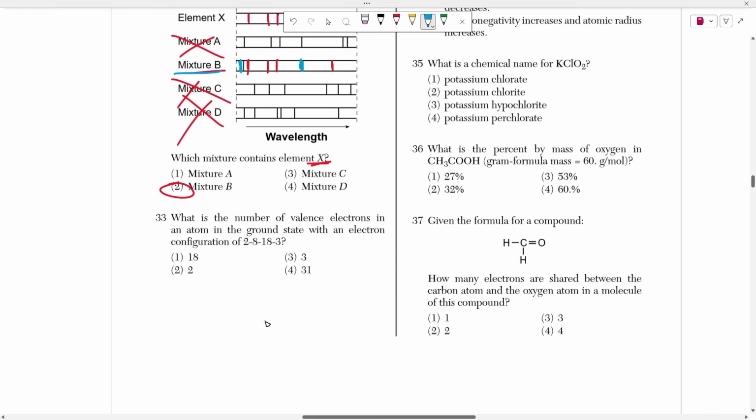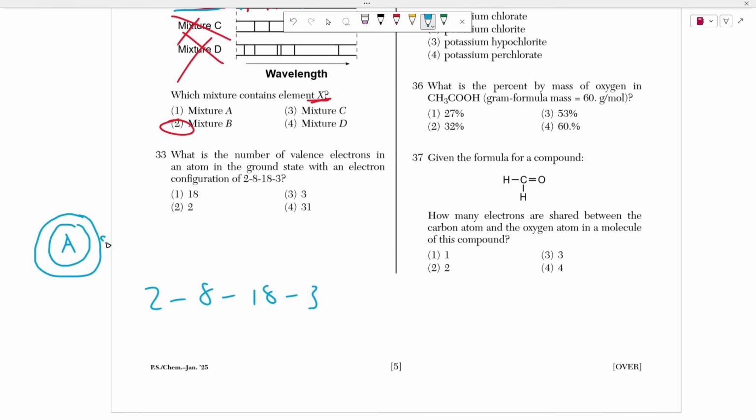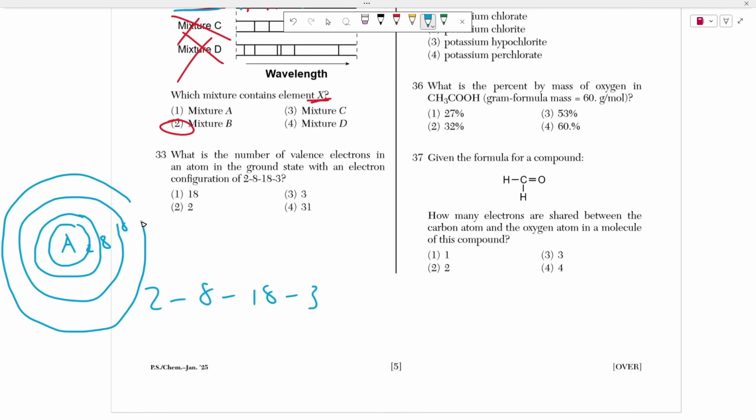Number 33 asks us, what is the number of valence electrons in an atom in the ground state with an electron configuration of 2, 8, 18, 3? So this is the innermost electron, right? And this is the outermost group of electrons, okay? So these are the number of electrons in the different orbitals surrounding the nucleus of this atom. So if this is, let's just say this is atom A, right? We have one shell that contains 2 electrons, then a second shell that contains 8 electrons, then a third shell that contains 18 electrons, and finally, a fourth shell that contains 3 electrons. The valence electrons are found in the outermost shell, which is this one that contains 3 electrons.